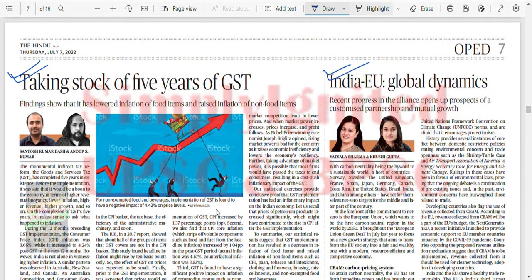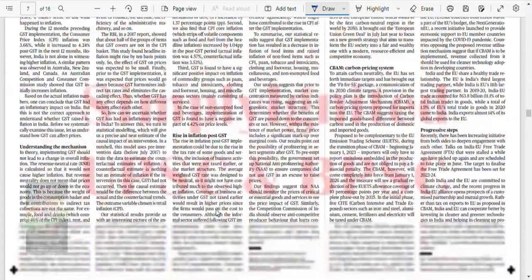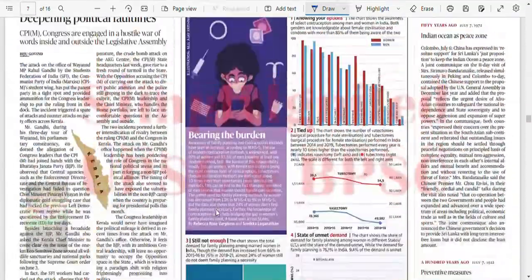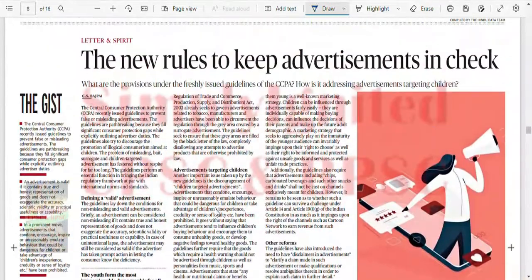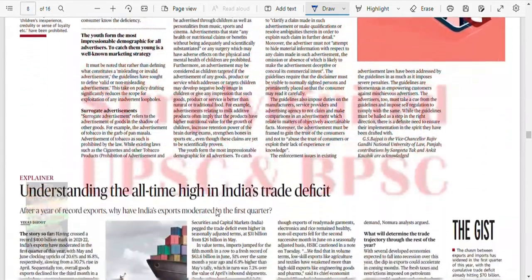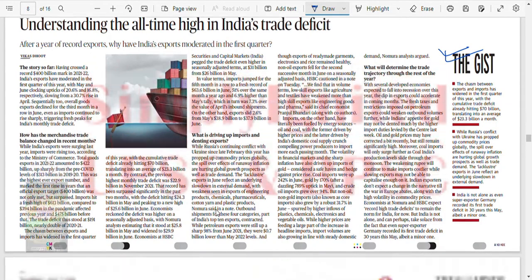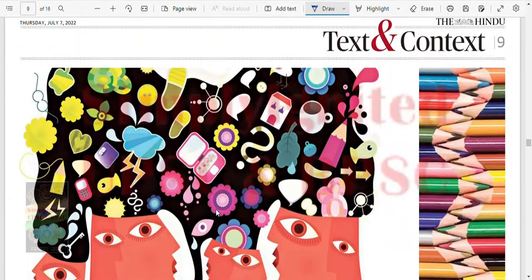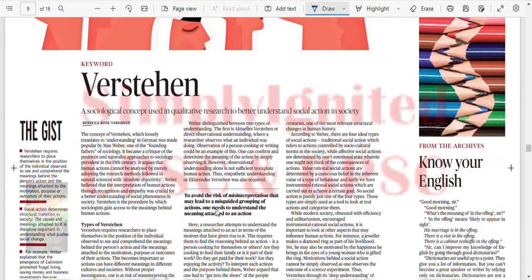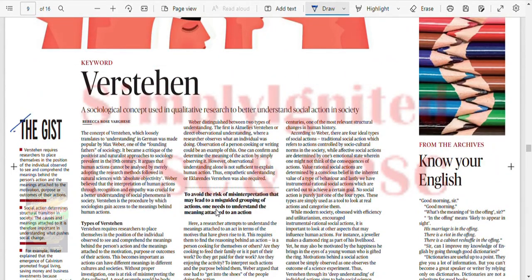India EU global dynamics. Okay, text and context. Let's see a new advertisement in check. We'll do the gist. It is letter and spirit, so it is more of a legal kind of thing. Gist, I've already explained it yesterday. Okay, so just go and watch there. Was Talon. Okay, we'll see the gist.